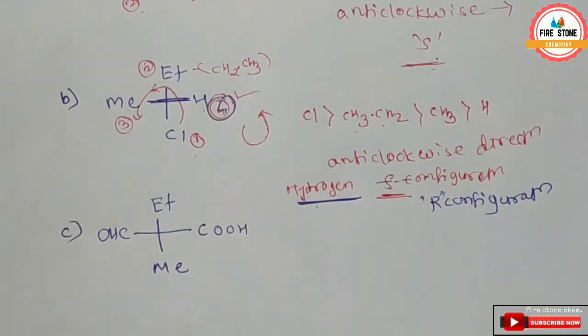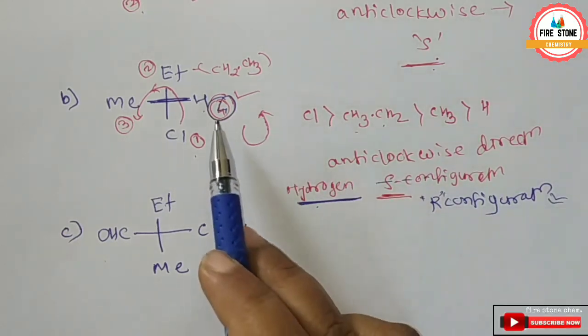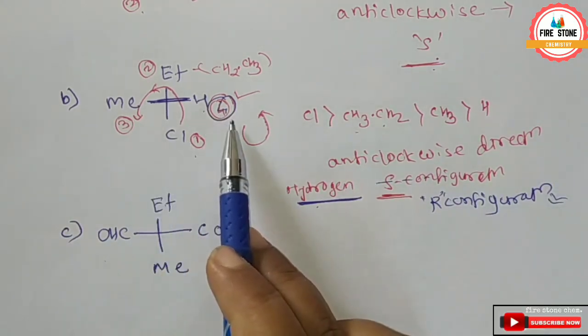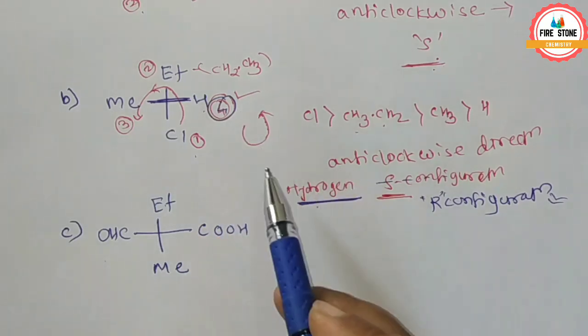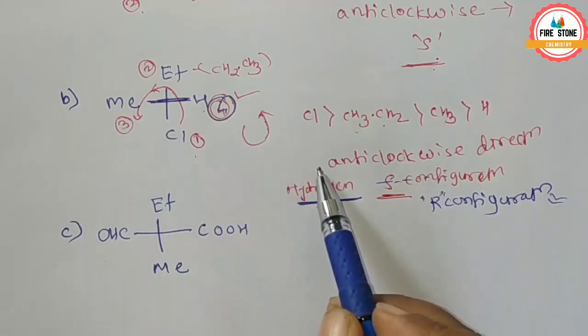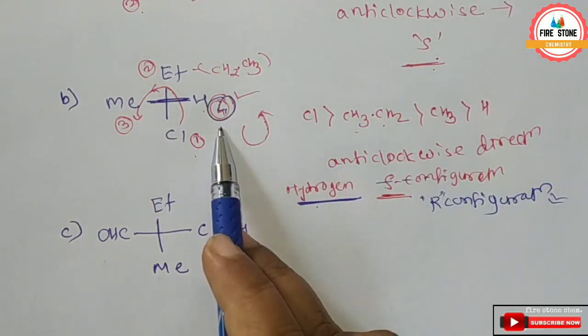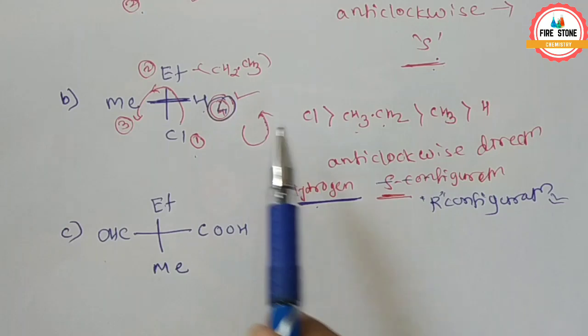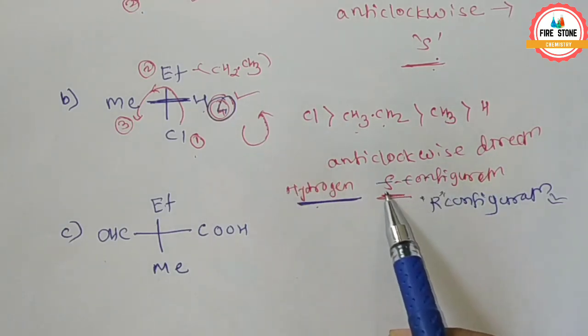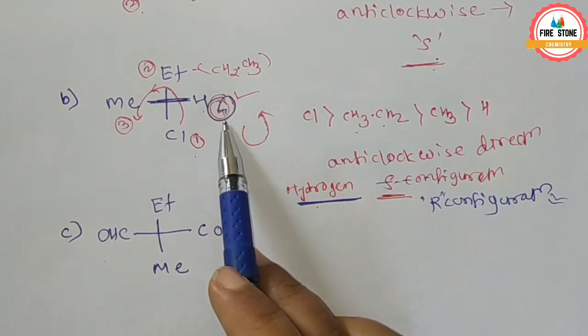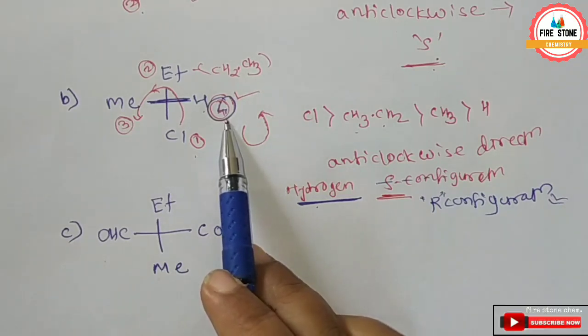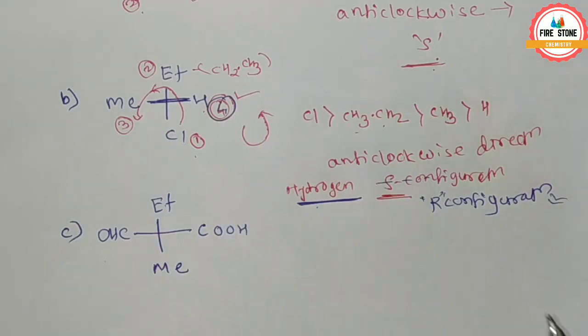So this is the exceptional case where the least priority group is on the horizontal line. This configuration changes into the other configuration because of the presence of the least priority group, that is hydrogen, on the horizontal line. So here the general configuration is S, but because of the presence of the lowest priority group, hydrogen, on the horizontal line, the configuration is changed, which is R configuration.